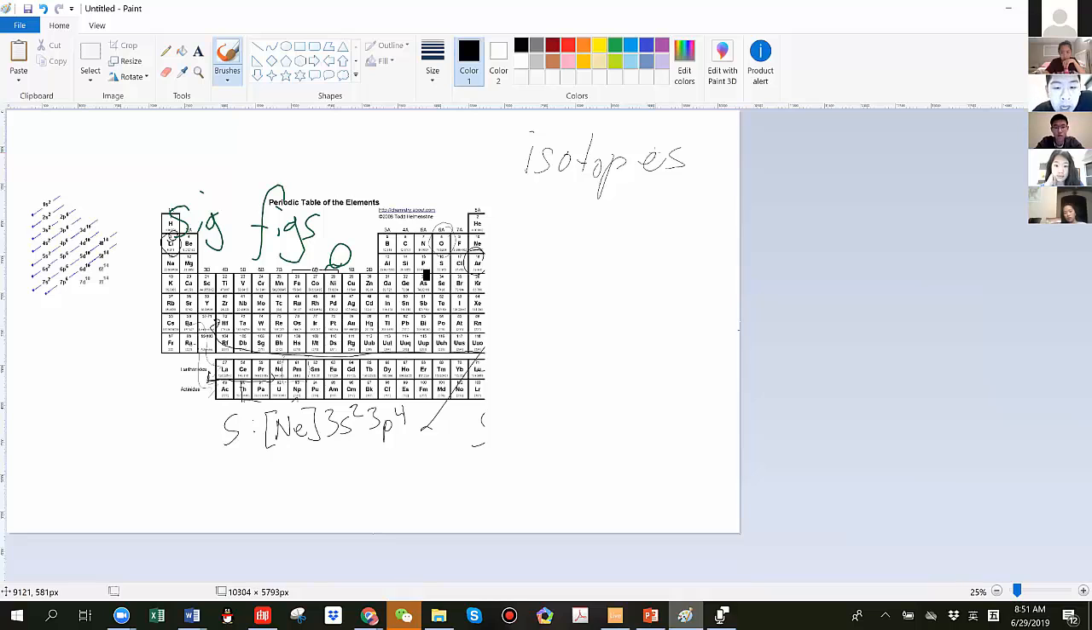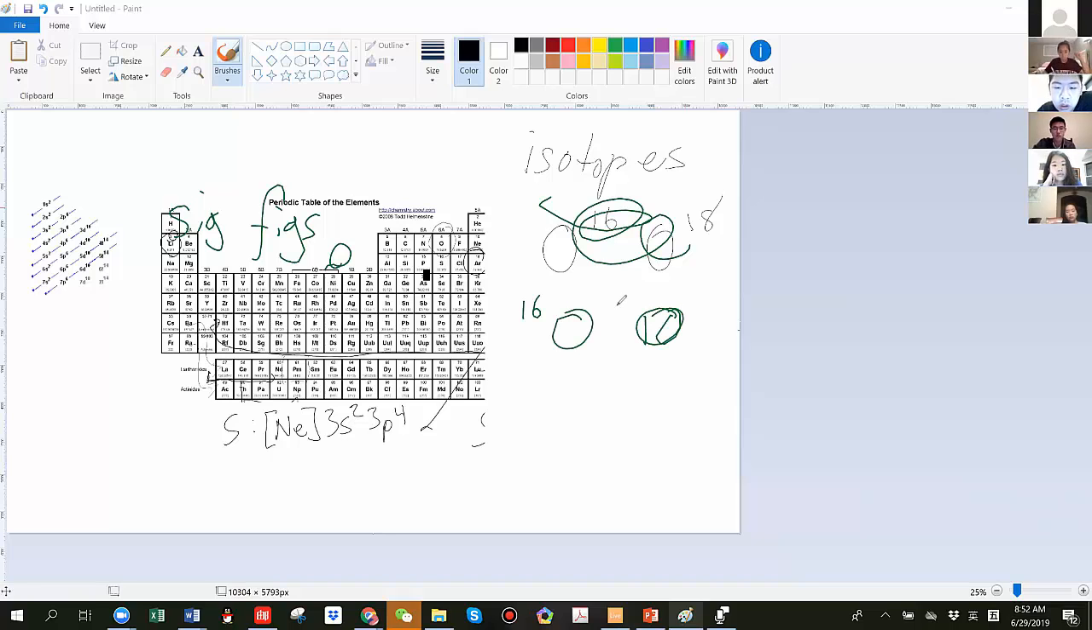For example, oxygen has two major isotopes, I think. So oxygen 16 and oxygen 18. I think oxygen 17 is stable, I'm not sure. I just realized I did this wrong. So it should be oxygen 16 and then oxygen 17, question mark.